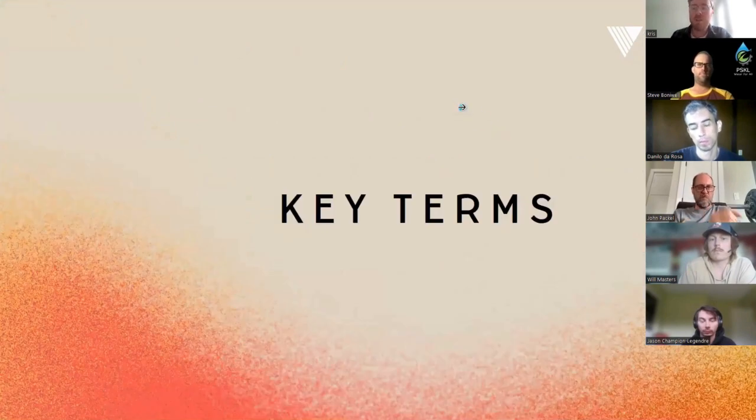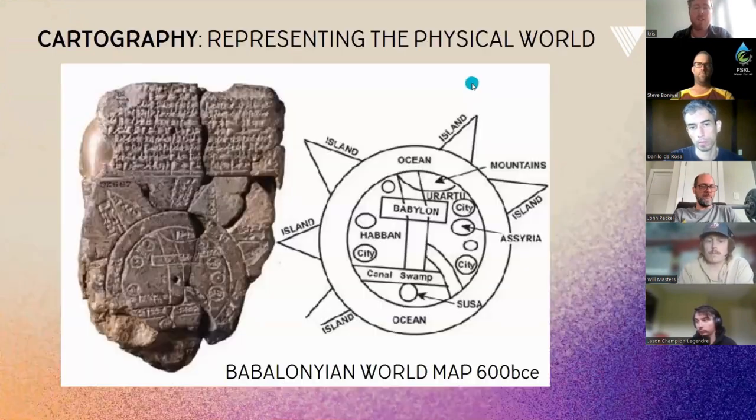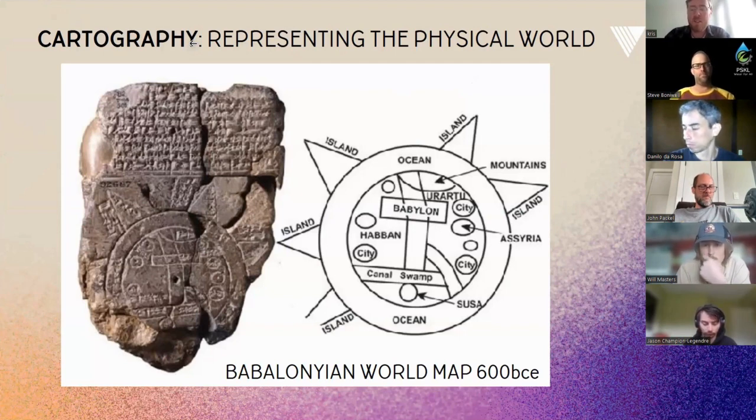What are the key terms that are important when we're thinking about mapping a piece of land? First term, cartography, and this relates to the process of mapping itself. Cartography, mapping, it's a representation of the physical world, and mapping is something that human beings have done for a very long time. This is the first recorded map from 600 BC.